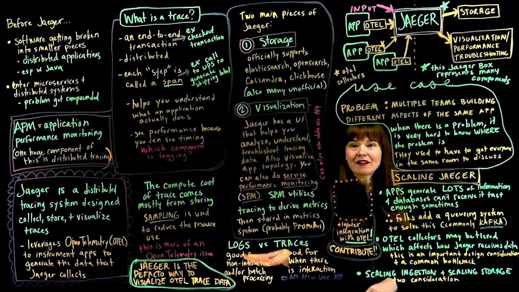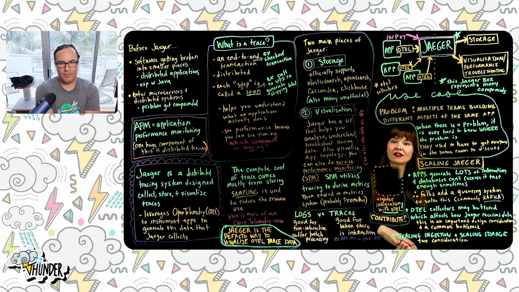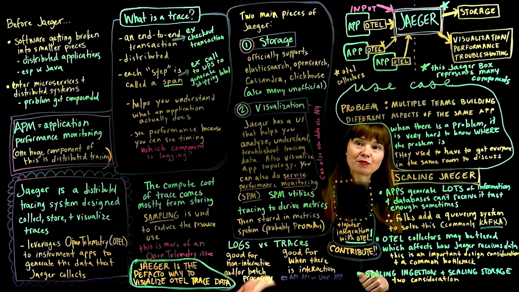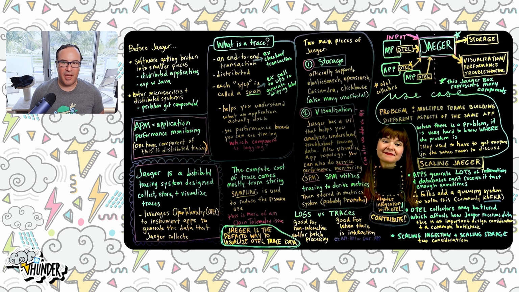We talked a little bit about logs versus traces, and why you would want to use one versus the other. So logs are good for non-interactive and/or batch processing. And then what are traces good for especially? Yeah, anything that's interactive where there's a transaction that's occurring that you really want to understand the end-to-end performance of it. It could also be batch, but it's most likely something real-time that's occurring, usually by a user or by an API that you really want to dig into.